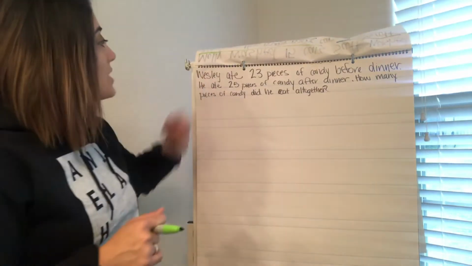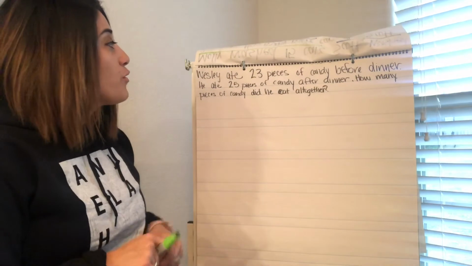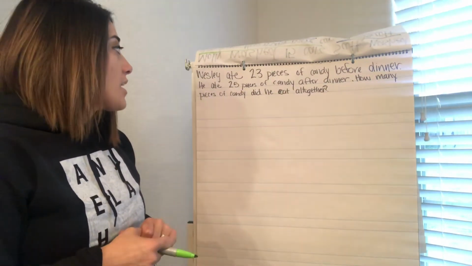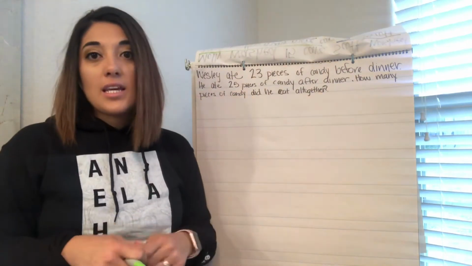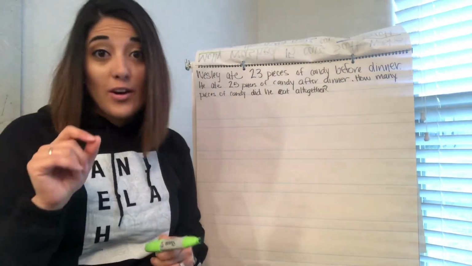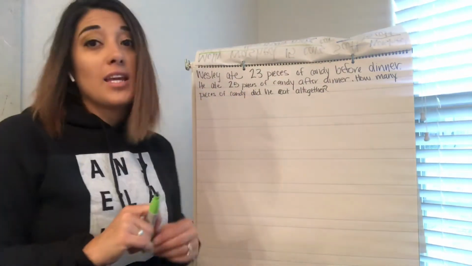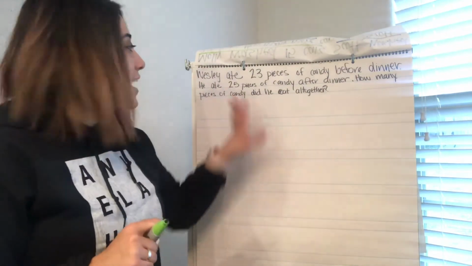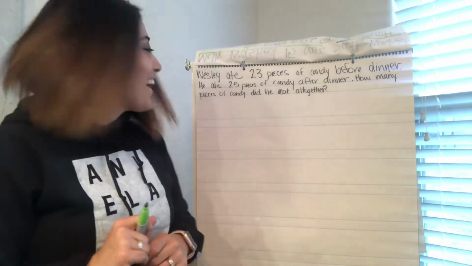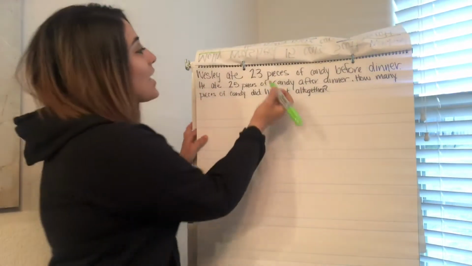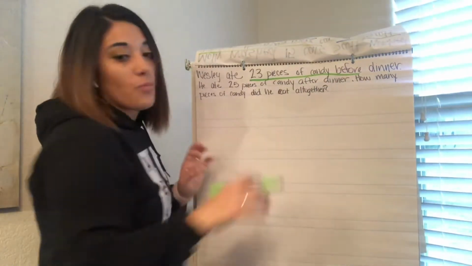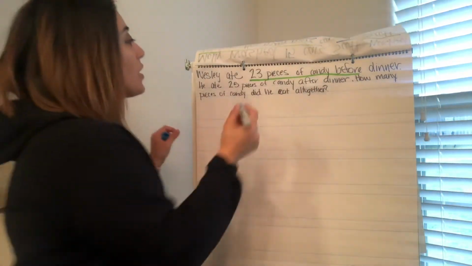All right, so Wesley ate 23 pieces of candy before dinner. He ate 25 pieces of candy after dinner. How many pieces of candy did he eat altogether? First of all, aren't you guys surprised on how much candy he gets to eat before and after dinner? Wonder how that happened.